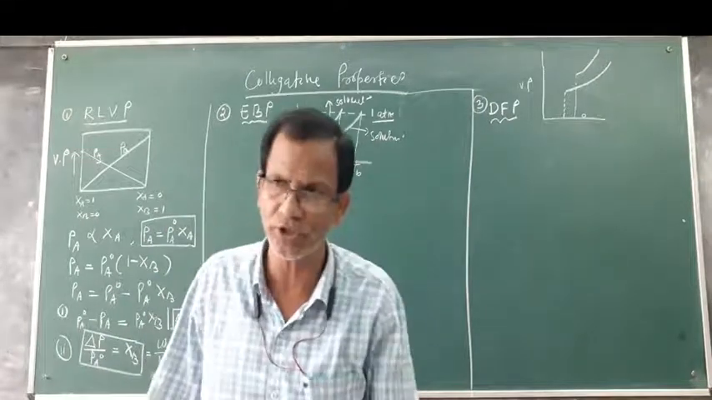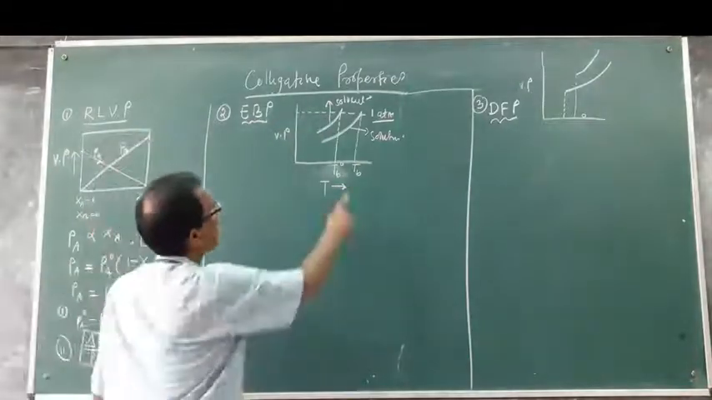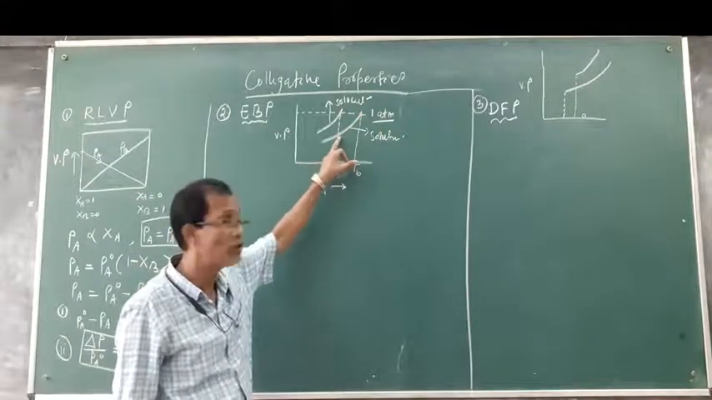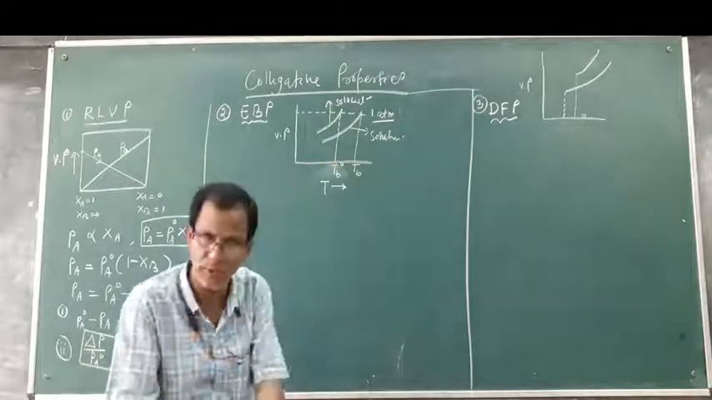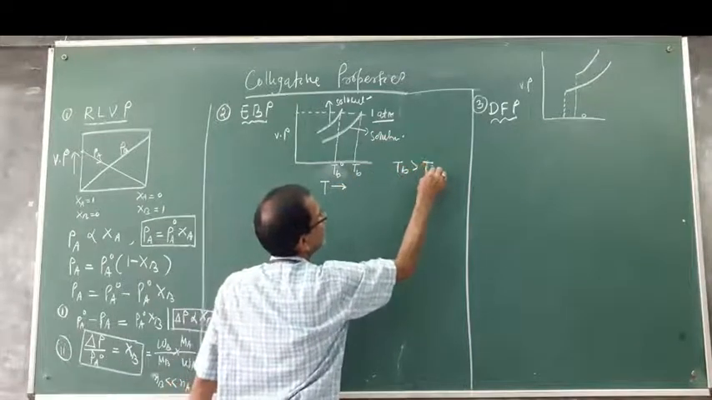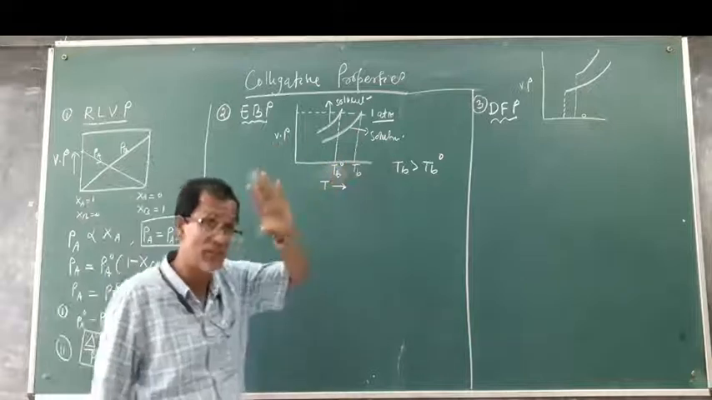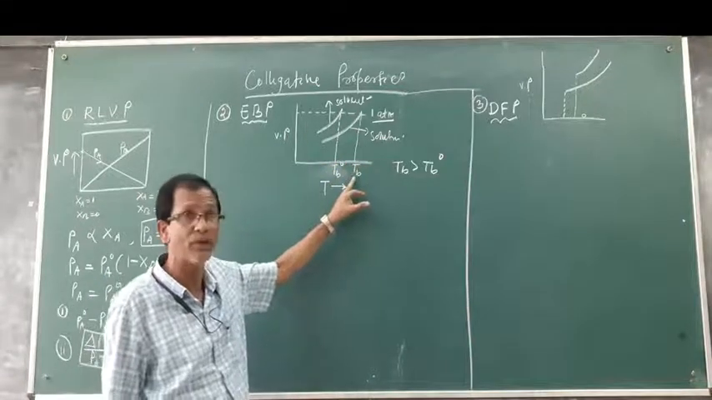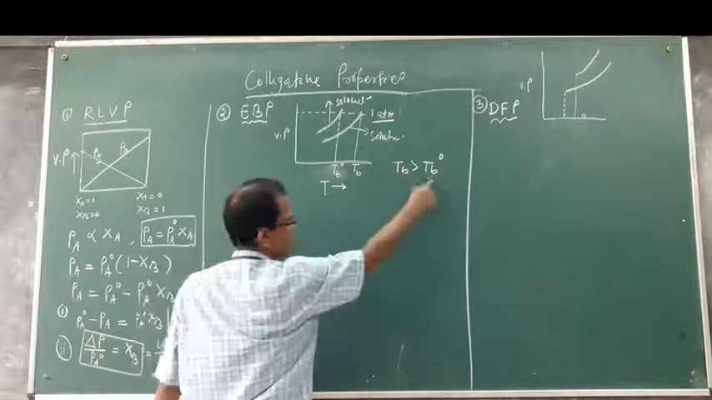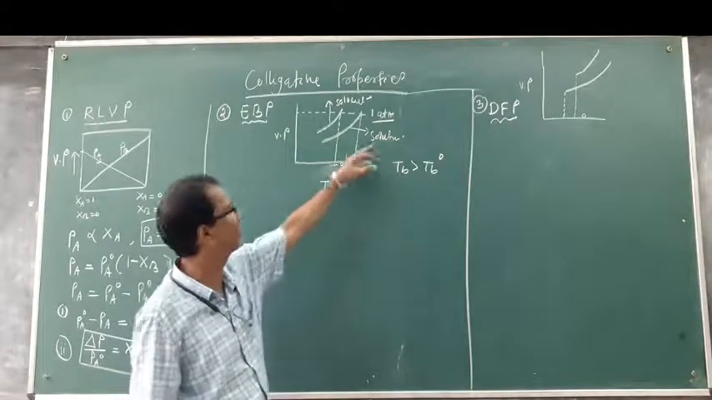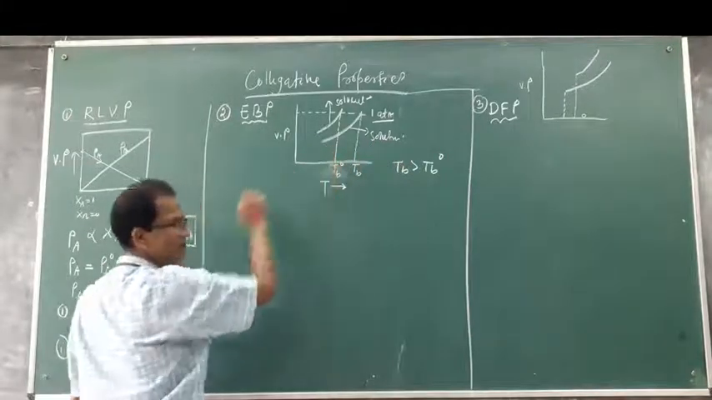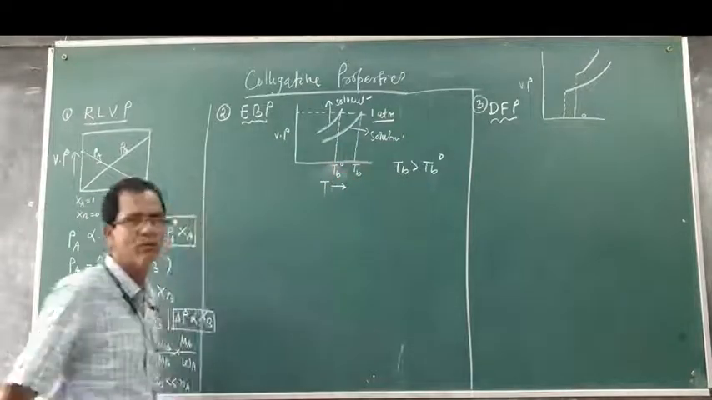As the solution has a lower vapor pressure, more temperature is required to boil at 1 atm pressure. As it has lower vapor pressure compared to the solvent, it requires more temperature to boil. That's why Tb is greater than Tb naught. If a question is asked, why does the solution have a higher boiling point? Because the solution has lower vapor pressure. That's why Tb is greater than Tb naught. Tb naught is the boiling point of the solvent, and this is the boiling point of solution.